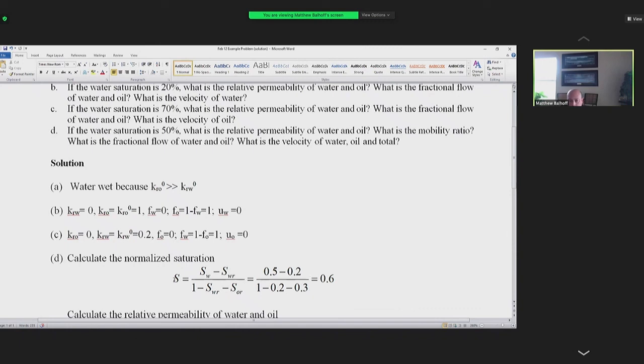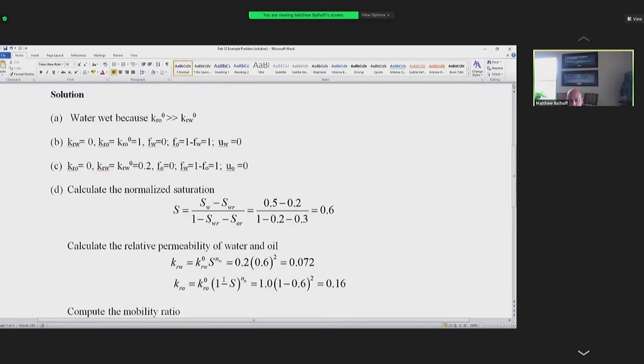Okay. Then I took S and I plugged it into my Corey equations. So KRW is KRW naught times S to the NW. NW is 2, KRW naught is 0.2, so I get 0.072. And for KRO, plugging those values in, I get 0.16. Anybody else get those same numbers?